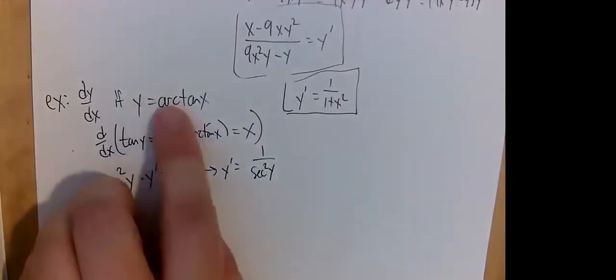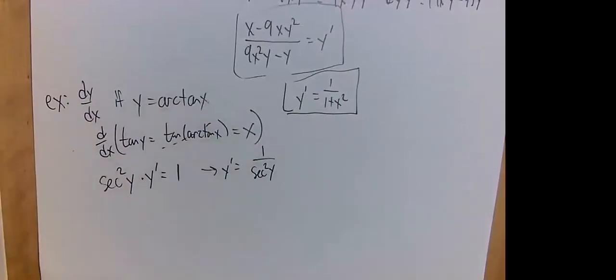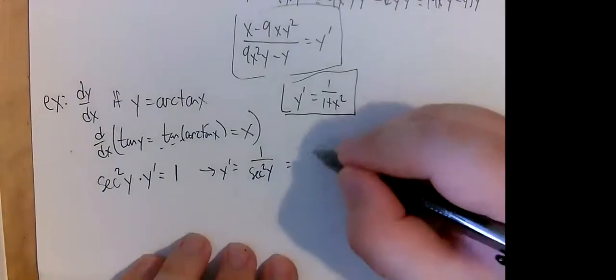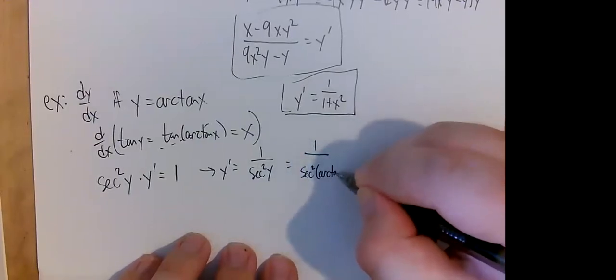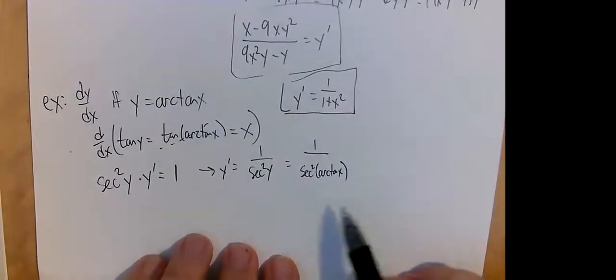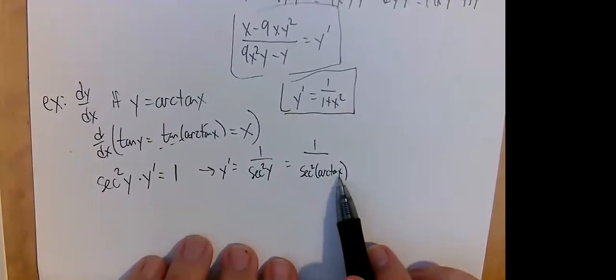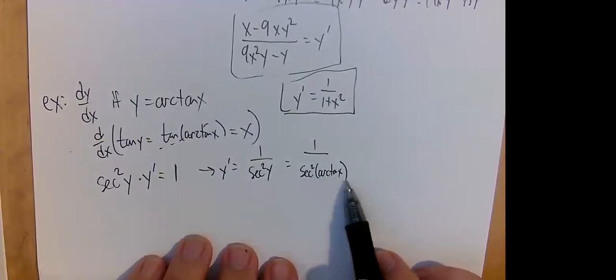Now, with this one, we have y defined explicitly in terms of x, because we have y on one side, all the x's on the other. So we should be able to get an answer that has only x's in it. And if we wanted an answer like that, we would have to put back in the arctangent here. And then we have secant squared of arctangent of x right here. Now, how do we evaluate what this is?